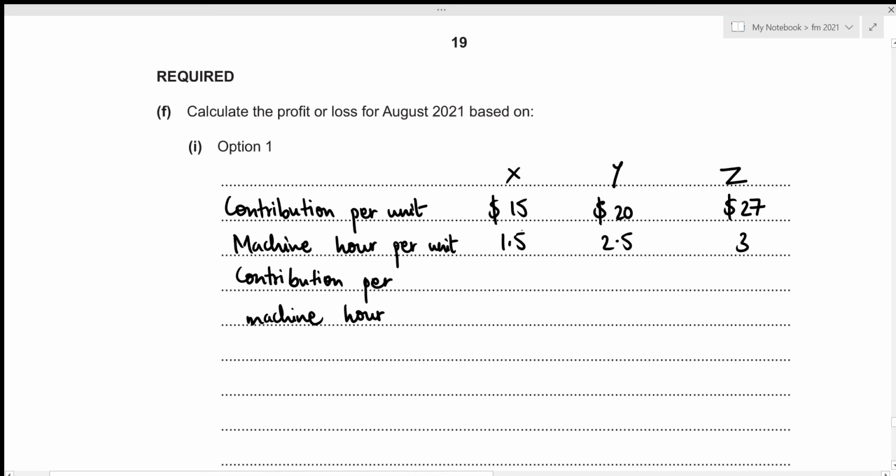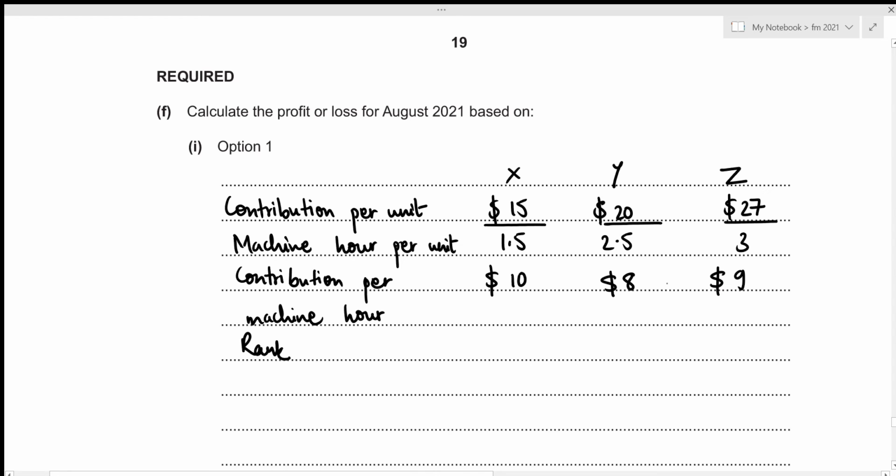For X, that's going to be 15 by 1.5, which results in the contribution per machine hour to be 10. For Y, that's 20 divided by 2.5, which results in the contribution per hour to be 8. And for Z, that's 27 divided by 3, which results in the contribution per machine hour to be 9. And now we need to rank this. And whenever ranking, we always prioritize the product with highest contribution per machine hour.